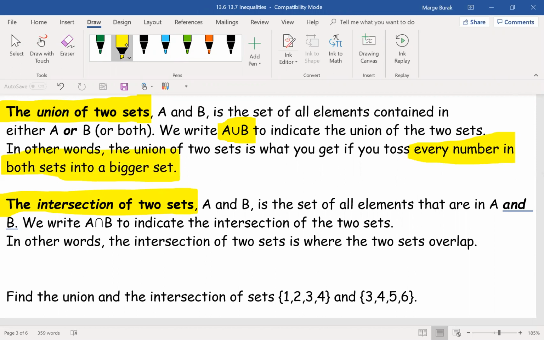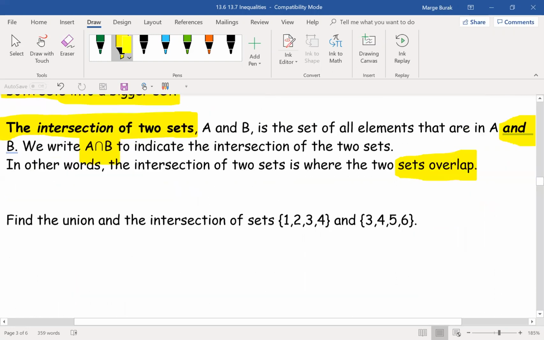bigger set. The intersection, on the other hand, is the set of all elements that are in A and B, both. They have to be in both sets. We write that with an upside down U, and that indicates the intersection. In other words, the intersection is where the two sets overlap. So we've got union and intersection.